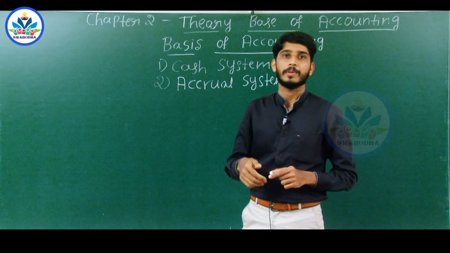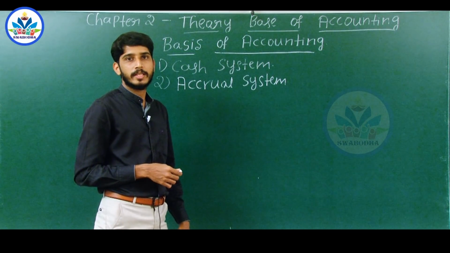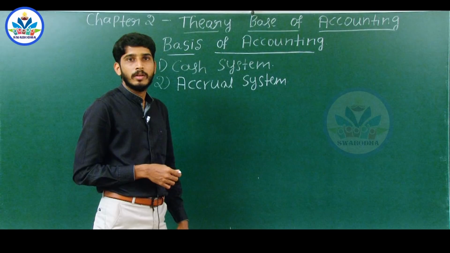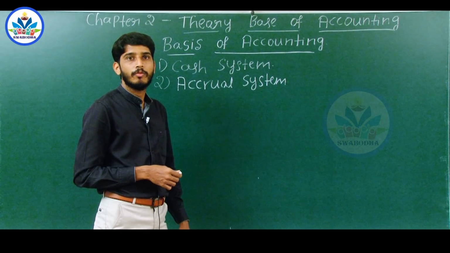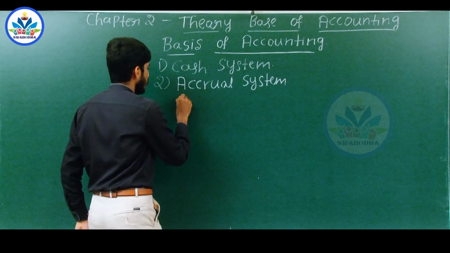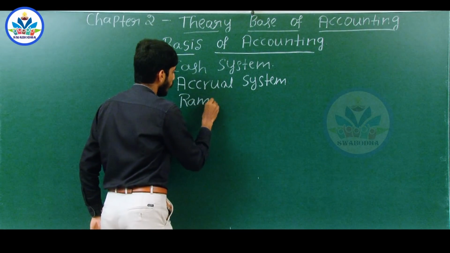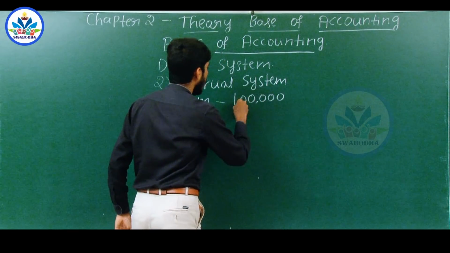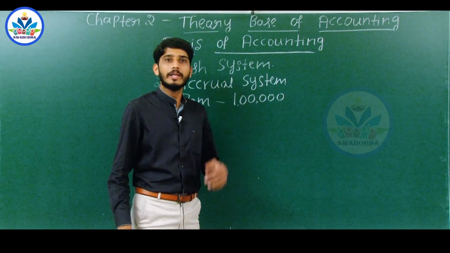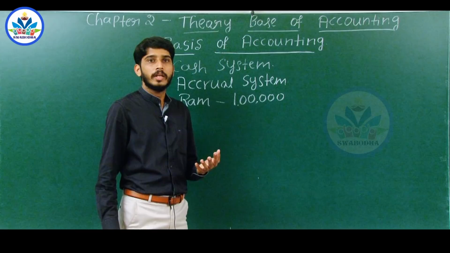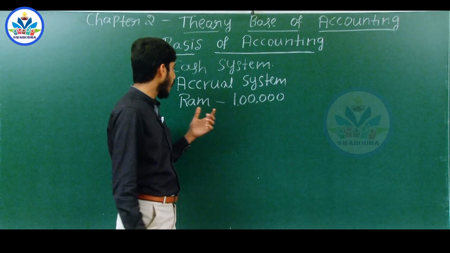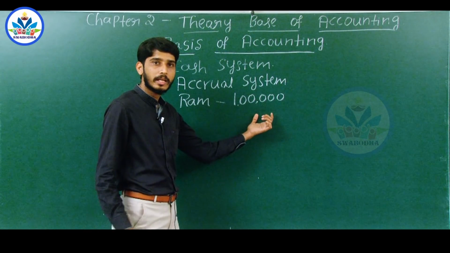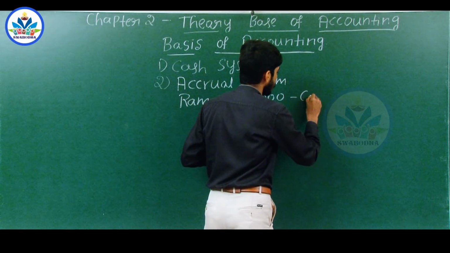I will give an example. You are supposed to receive 1 lakh rupees from a person. You are supposed to receive 1 lakh rupees from Ram because you have sold goods to Ram on credit basis. I will give you an example. You have sold goods to Ram worth rupees 1 lakh on credit basis.